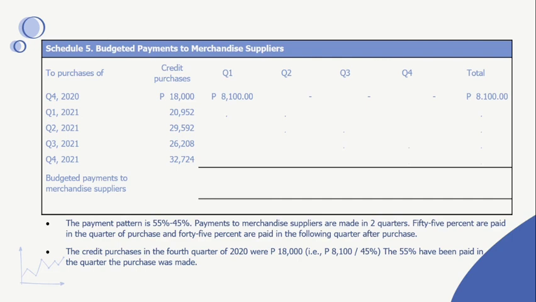Then, for quarter 1 of 2021, since quarter 1 man ang atong quarter of purchase, so on quarter 1, you will pay 55%. So, 20,952 times 55%. We have 11,523.6. Unya, ang remaining 45% is sa quarter 2 mabayaran. So, 9,428.4. So, for quarters 2, 3, and 4, pwedeng kamura ang solve. So, i-pause ni ang video para mag-solve mo. Then, if mahuman na mag-solve, i-play siya to check if correct ba ang inyong solution.